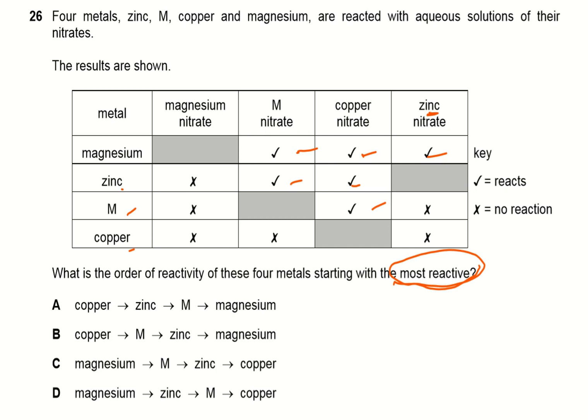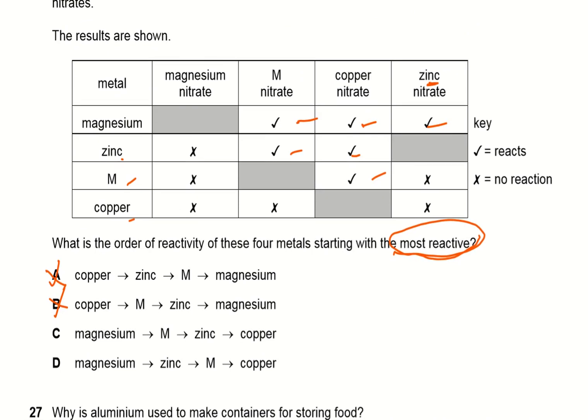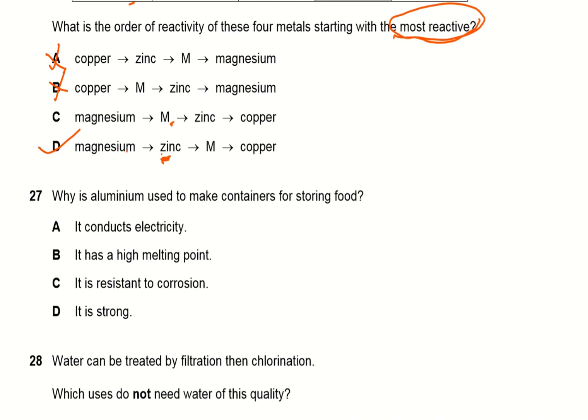Starting with the most reactive, A and B are out of the way, and you are left with C and D, because you have found out that magnesium is the most reactive here. So let's look at zinc. Zinc can displace metal M. If zinc can displace metal M, then that means that after magnesium, it is zinc that follows next. So D is the correct answer. You don't need to finish the analysis because of time. That's how to save time in solving MCQ questions, especially in an exam.